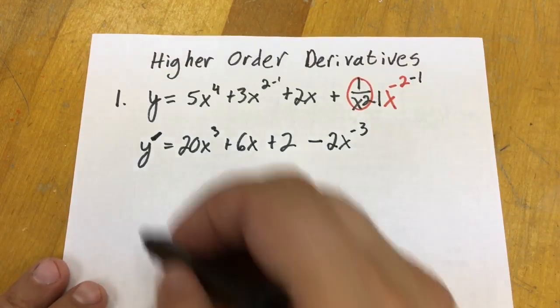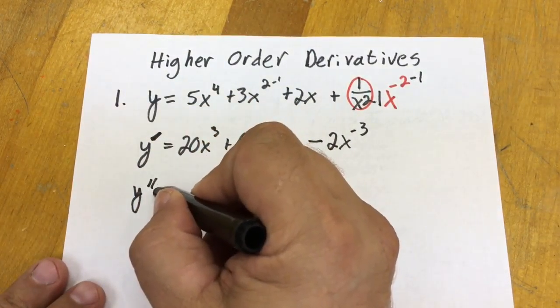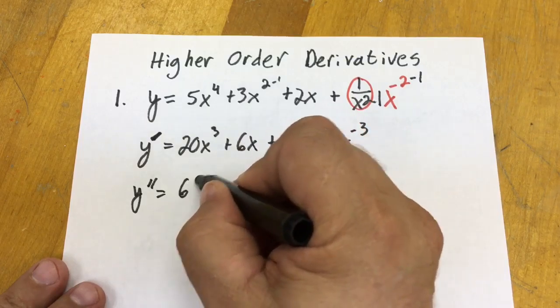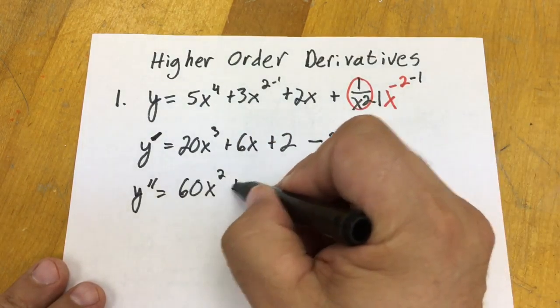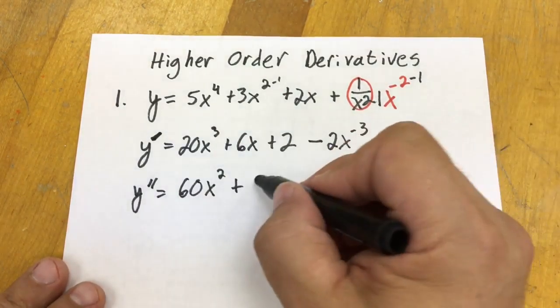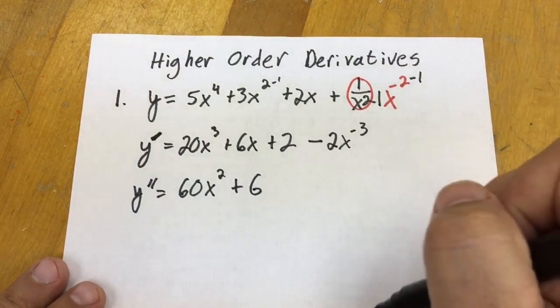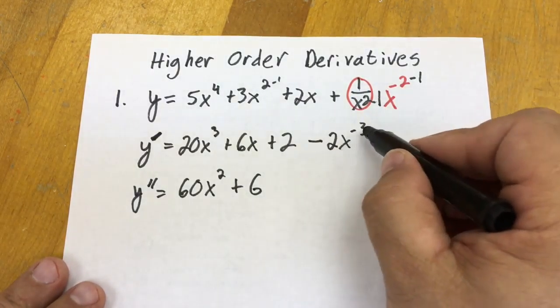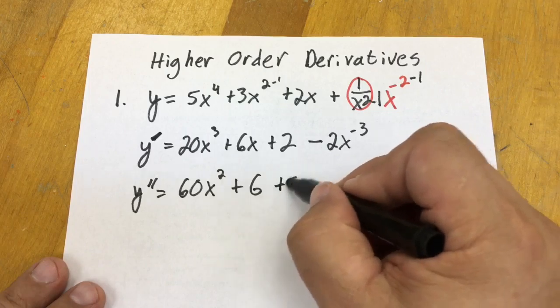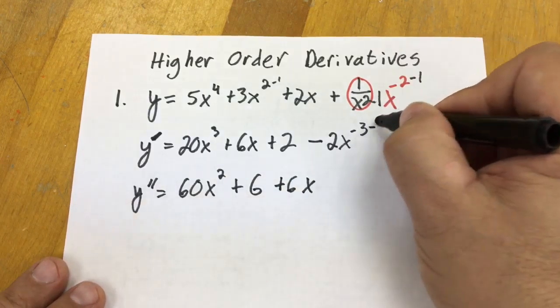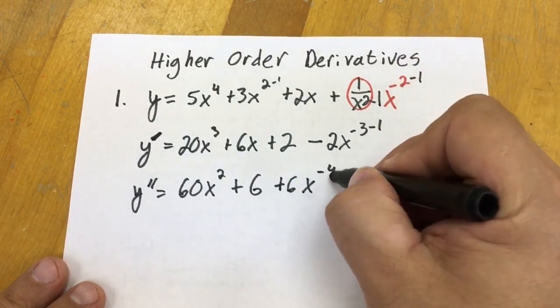Now I'm going to find the second derivative. And the second derivative, you just continue. 3 times 20, that's 60x squared. Plus the derivative of 6x is just 6. The derivative of 2, that cancels out, is just 0. Now the derivative over here is going to be negative 3 times negative 2. That's plus 6 times (x minus 1) to the negative fourth.